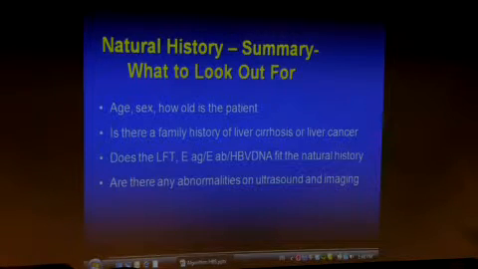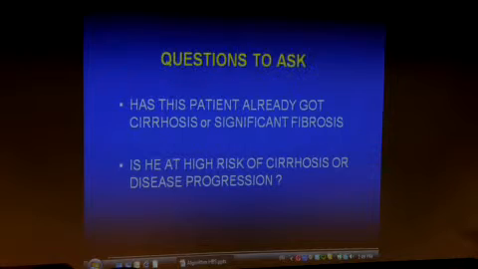Look whether the liver function, E antigen, E antibody, the DNA levels fit the natural history as you described. And always look for any abnormal ultrasound or imaging. Because if the ultrasound or imaging shows liver cirrhosis, then this patient should be treated. So ask the patient, ask yourself whether the patient has got cirrhosis or significant fibrosis, and is he at risk of cirrhosis or disease progression.